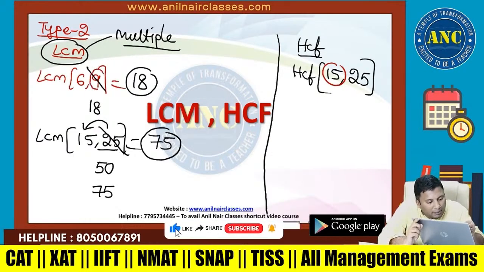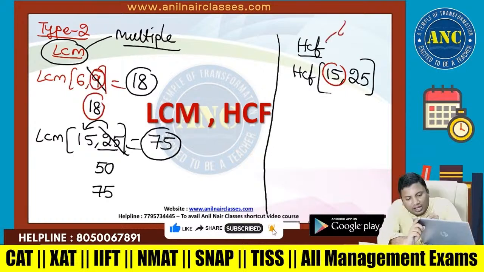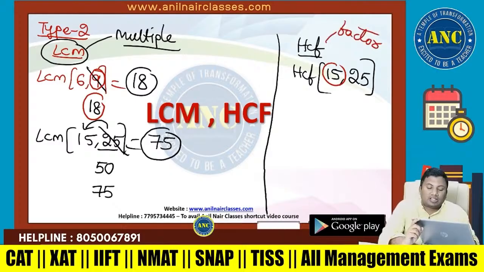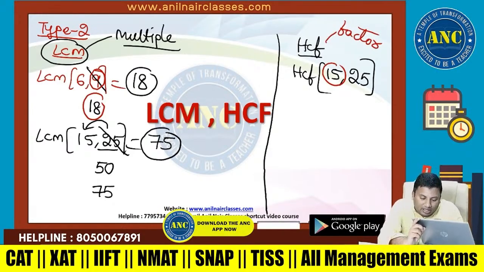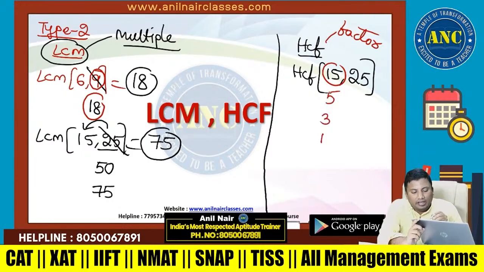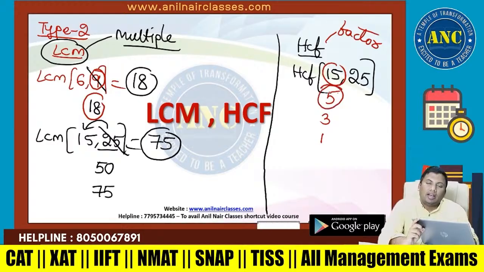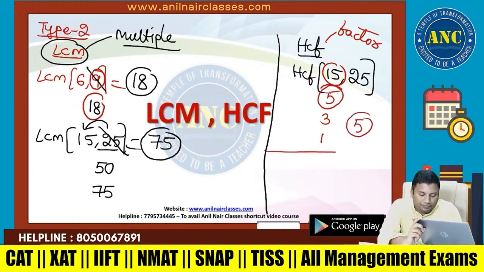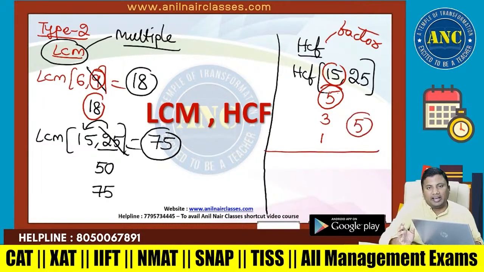Because LCM comes from multiples, I took the multiples. Because HCF comes from factors, take the factors of 15. What are the factors of 15? 1, 3, 5, 15. Take the highest factor, 5. Is 5 a factor of 25? Yes. Answer is 5. I hope the idea is clear.